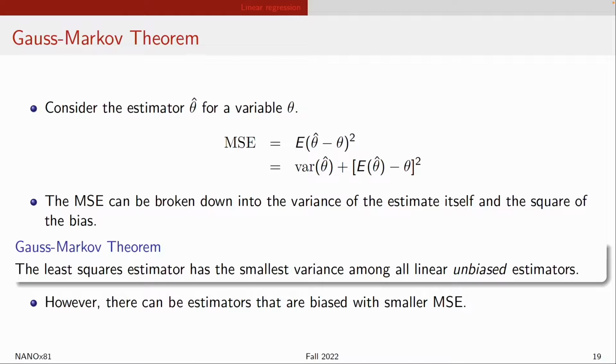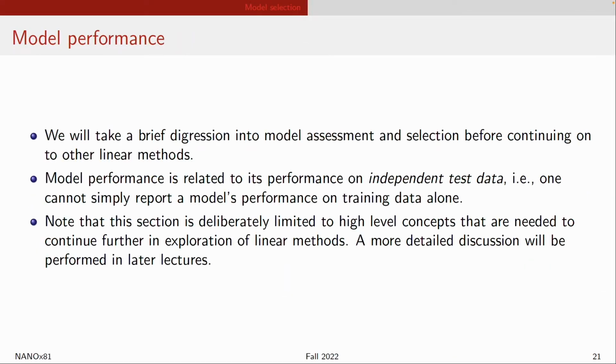However, there are estimators that can be biased but provide an overall smaller mean square error, okay? And the reason why such estimators work is, of course, that they reduce the overall sum rather than just minimizing the variance itself, okay? All right.